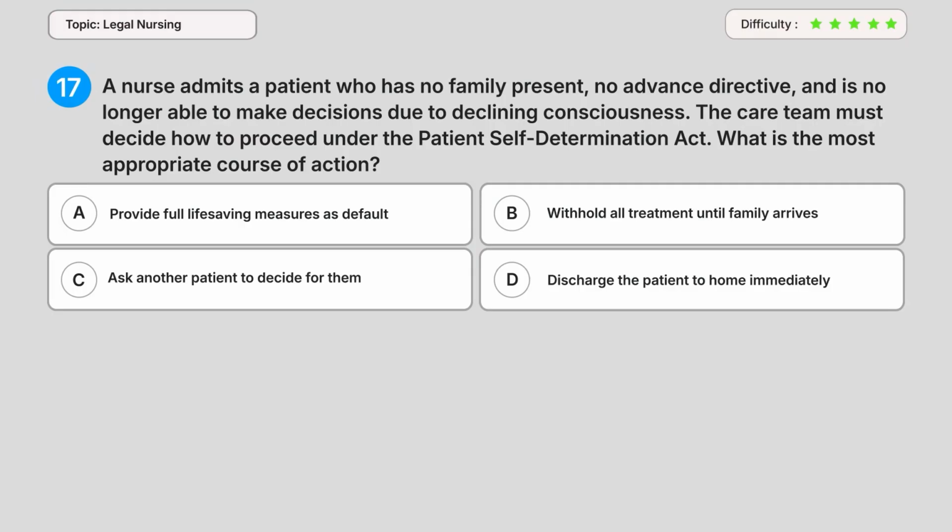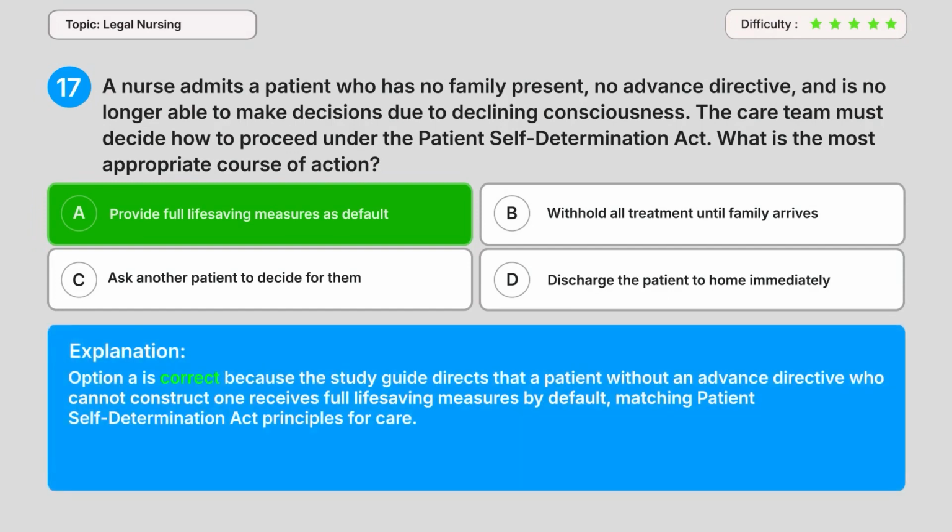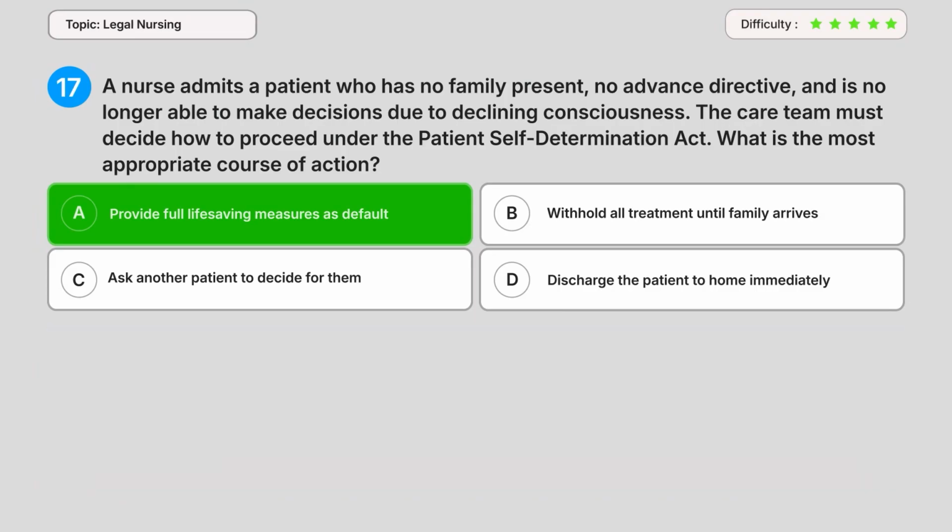Correct answer. A. Provide full life-saving measures as default. Option A is correct, because the study guide directs that a patient without an advance directive who cannot construct one receives full life-saving measures by default, matching Patient Self-Determination Act principles for care.